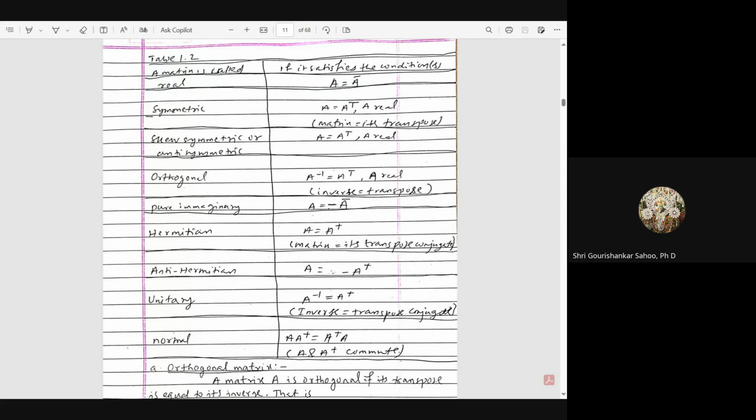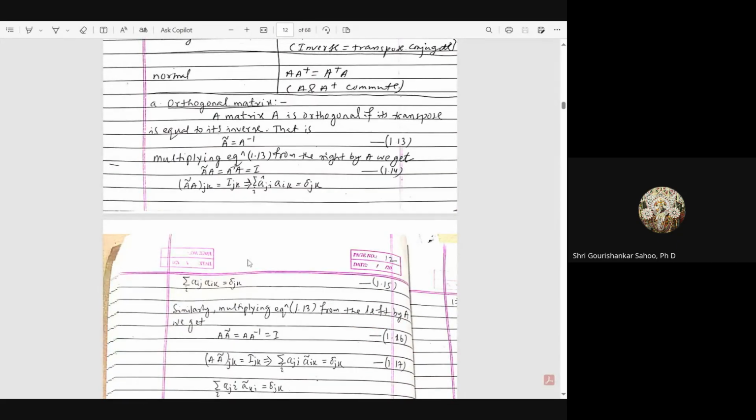Orthogonal matrix: A inverse is equal to A transpose, A is real. Purely imaginary matrix: A is equal to minus A bar. Hermitian matrix: A is equal to A dagger, the transpose conjugate. Anti-Hermitian: A is equal to minus A dagger. Unitary matrix: A inverse is equal to A dagger. Normal matrix: A A dagger is equal to A dagger A, so A and A dagger will commute.